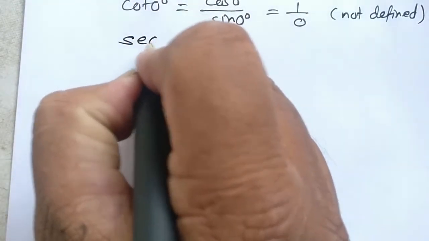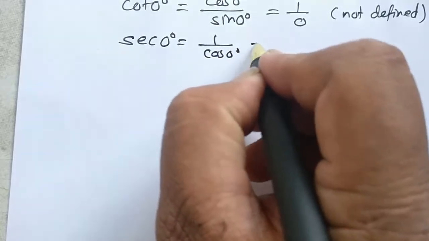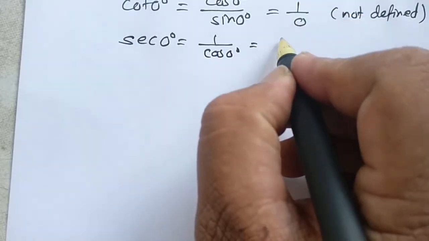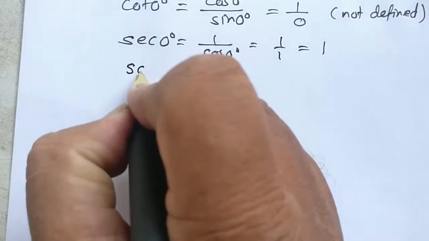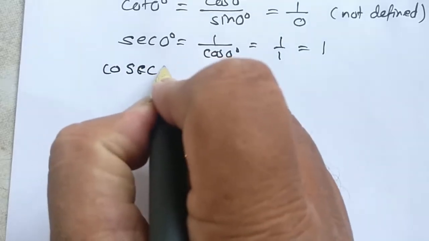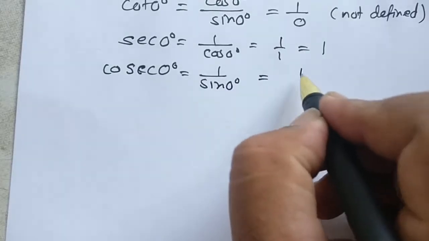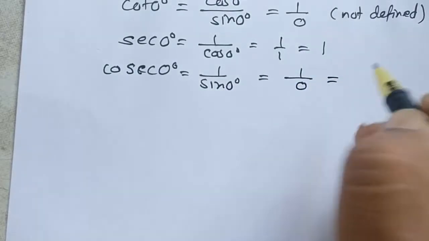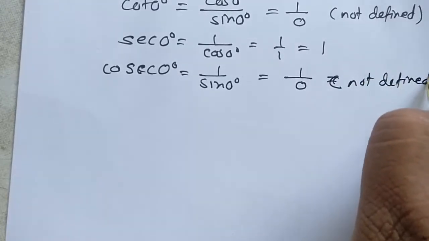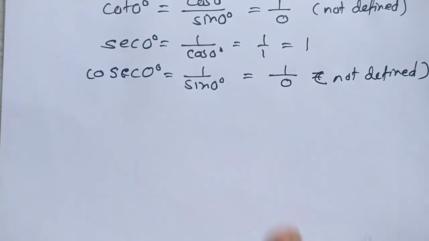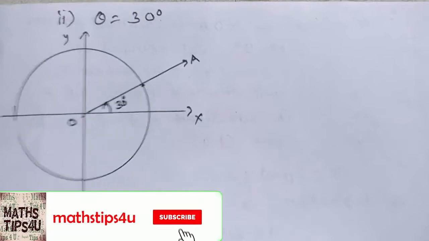Next, sec of 0 degree is 1 upon cos of 0 degree. Cos 0 degree is 1. So it is 1. Cosec of 0 degree is 1 upon sin 0 degree, that is 1 upon 0, it is not defined. So for the 0 degree, we have found all ratios.